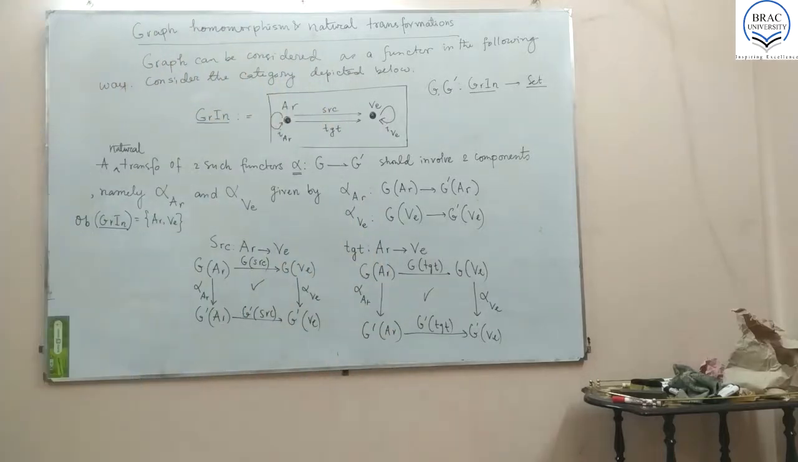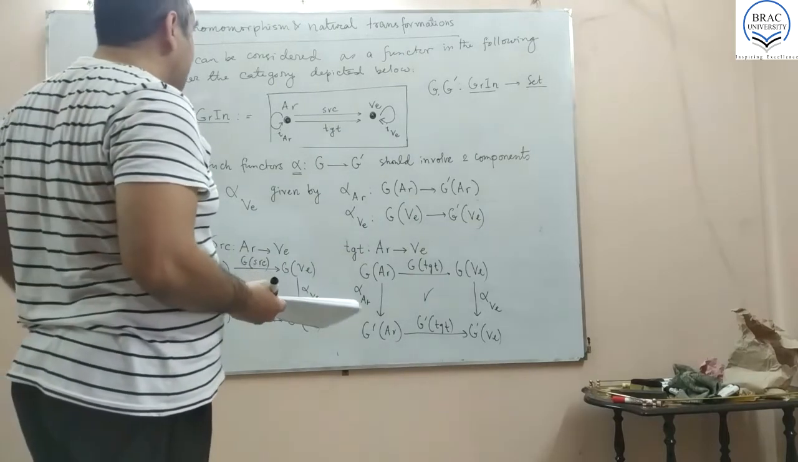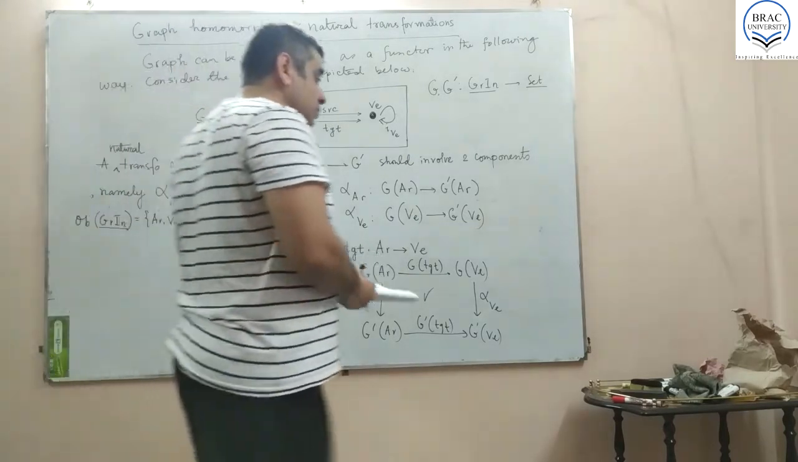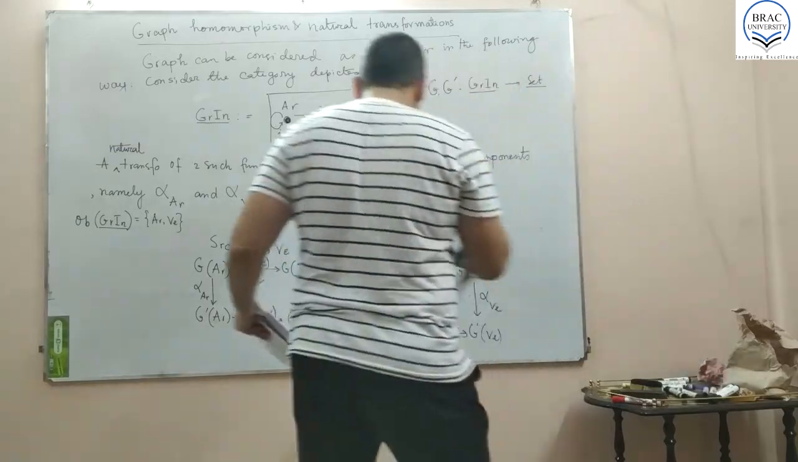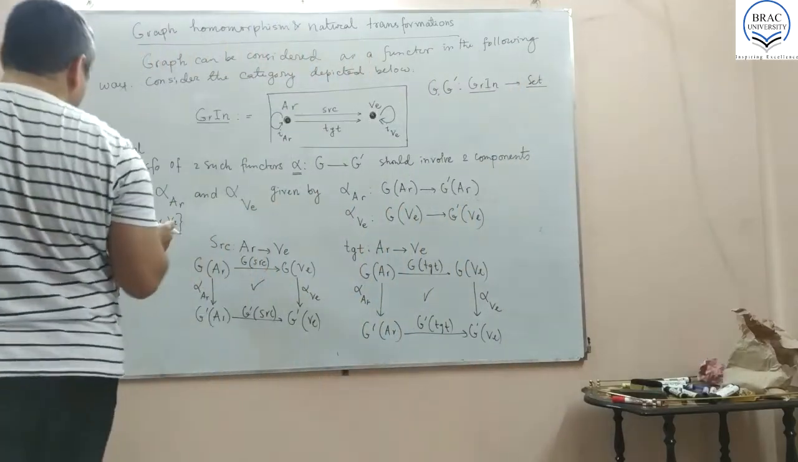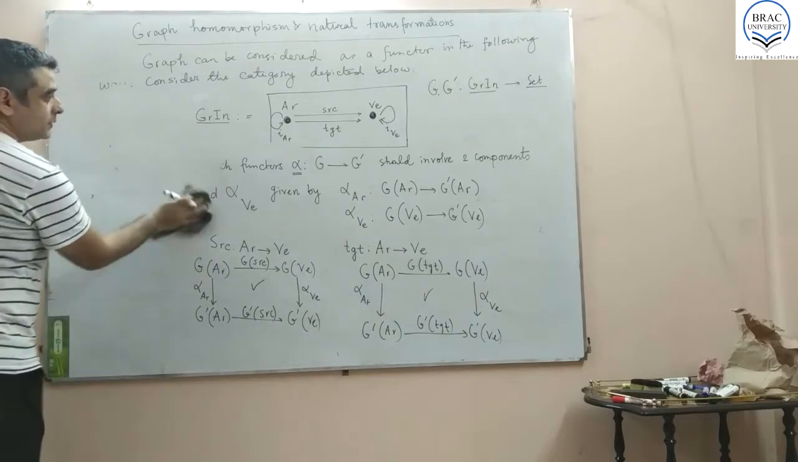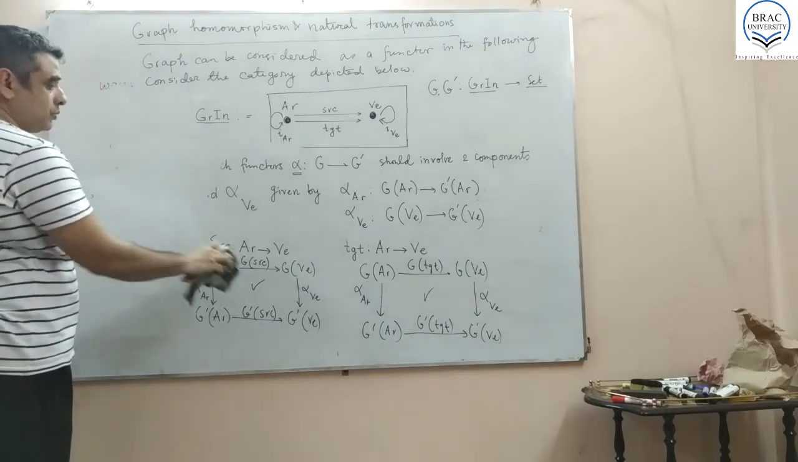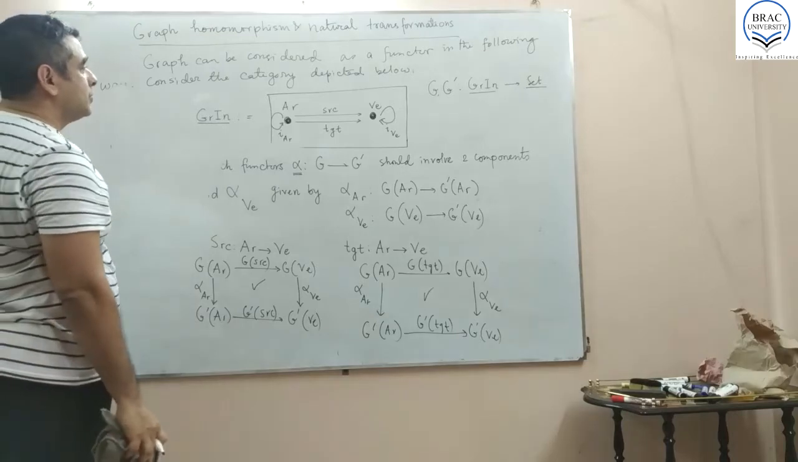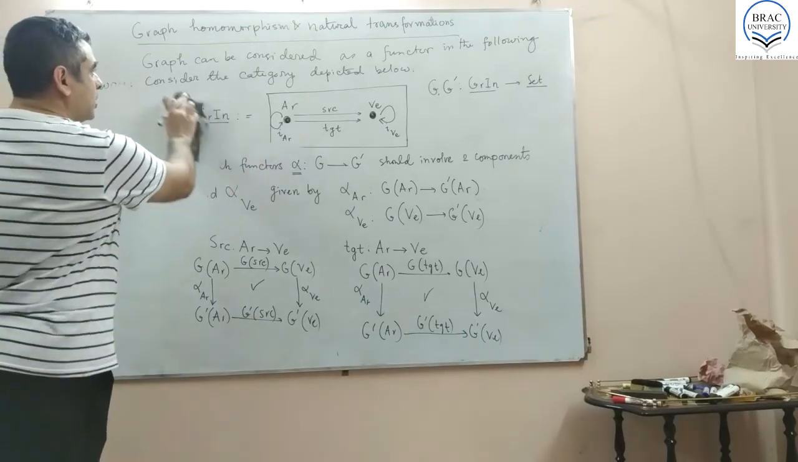Commutative diagram. Okay. Now, the important thing to note is that it can be interpreted as a graph homomorphism. Let's see how. Let me erase. So I want to keep these two diagrams. Do I need it anymore? No, I don't need it.